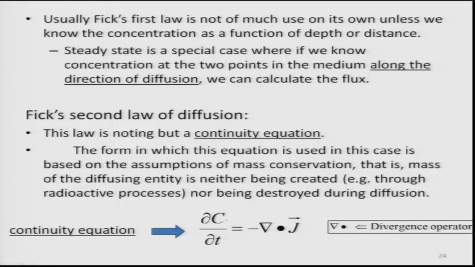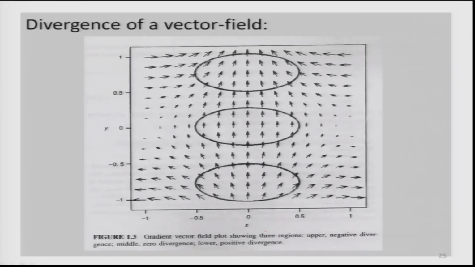This is nothing but a different way of writing Fick's second law, del C del t is equal to minus divergence of J, and you know gradient is written del J, divergence is written del dot J. Please understand that this is divergence, and we will now make sure you understand what divergence is.